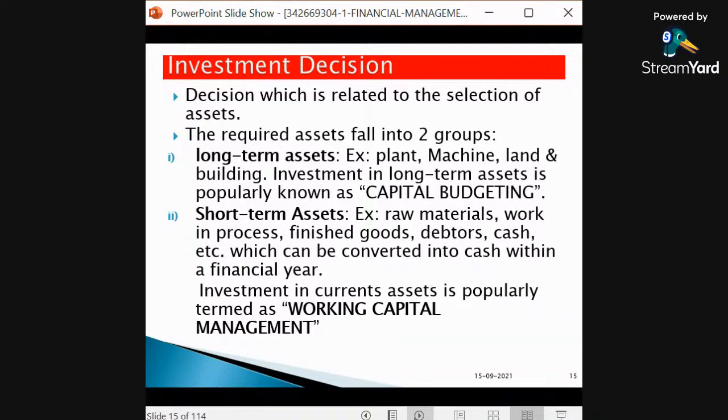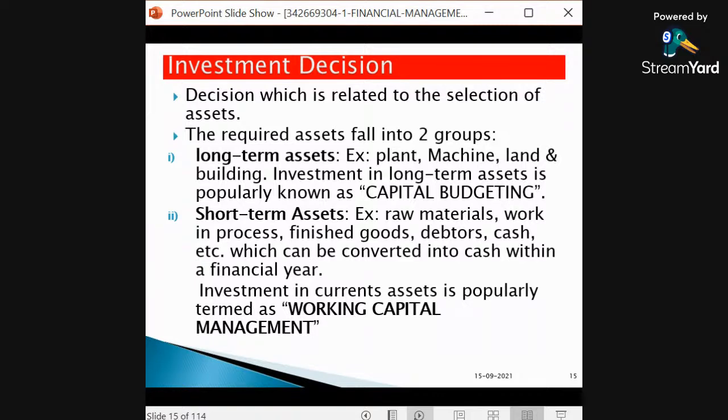Okay? So, agad-agad naman, hindi naman pwedeng mag-expire yung plant, yung machine, or yung land or building mo, di ba? Sometimes it will take 20 years, 10 years for them before they become depreciated or no longer functional or valuable to the said company. Kaya they are called long-term assets.